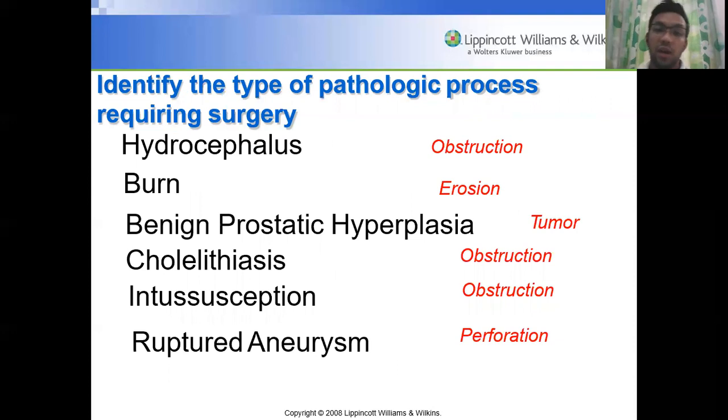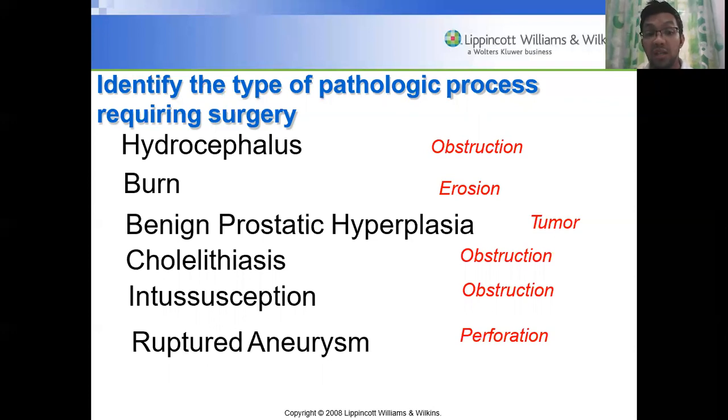So now we need to identify the types of pathologic processes that will require surgery. An example of obstruction would be hydrocephalus because there's excessive CSF building up in the patient's cranium due to an obstruction in the brain of the patient. The CSF needs to be reabsorbed, but that doesn't happen due to congenital obstruction. Burns are types of erosion. I've mentioned that earlier. Benign prostatic hyperplasia, that is under tumor, of course. So that's one example for tumor.